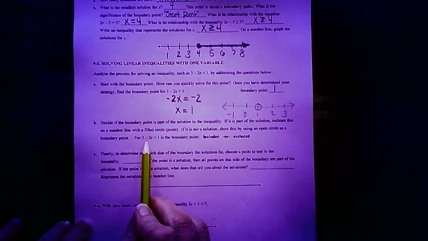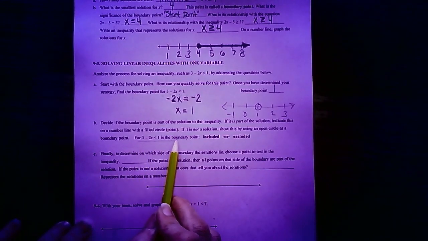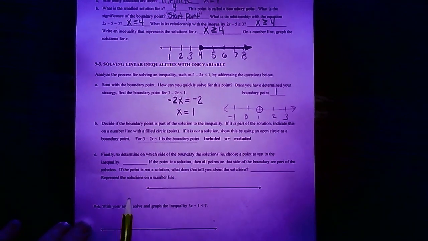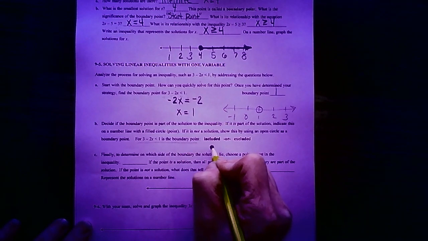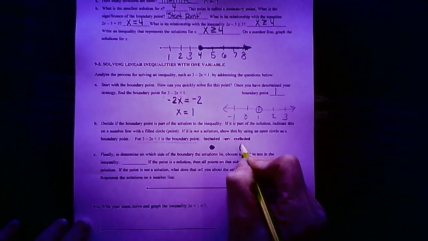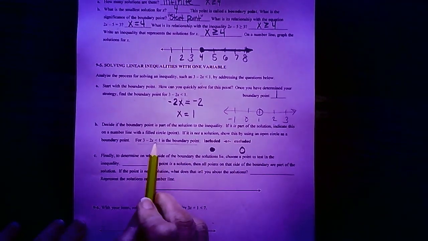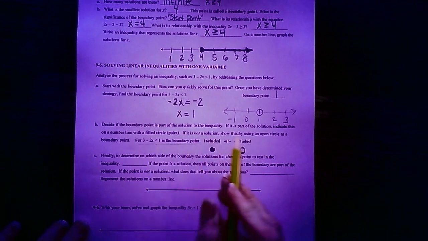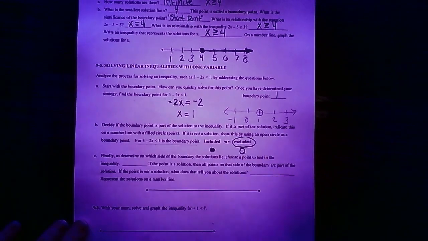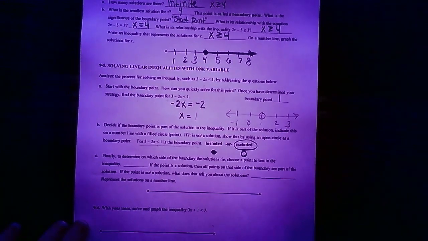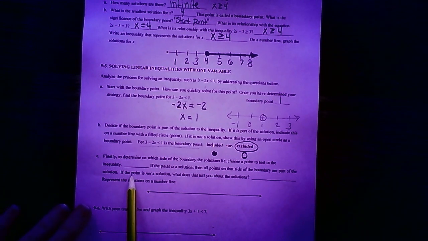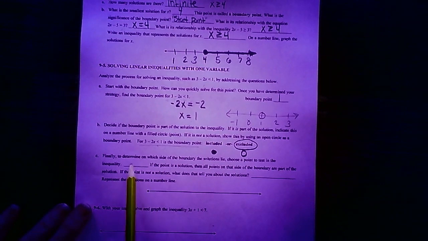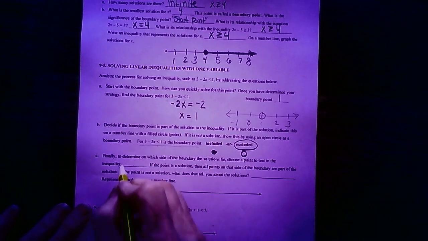Now, when I look at this inequality, is the boundary point going to be opened or closed? If it's included, then we would do a closed dot, right? If it's excluded, we do an open dot. In this case, it has to be less than, so it will be excluded with an open dot. So now, if I'm looking at my inequality and I just want to pick a number to use some mathematical reasoning, what would be a good point to test?